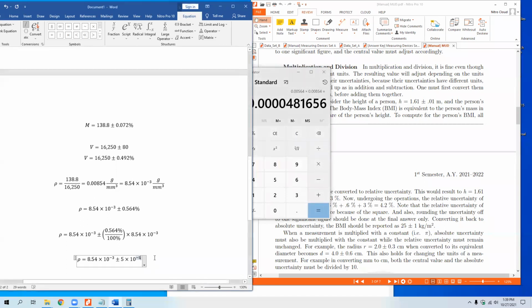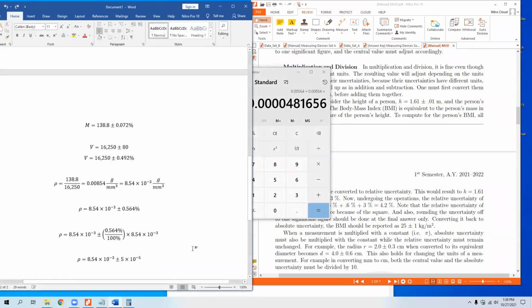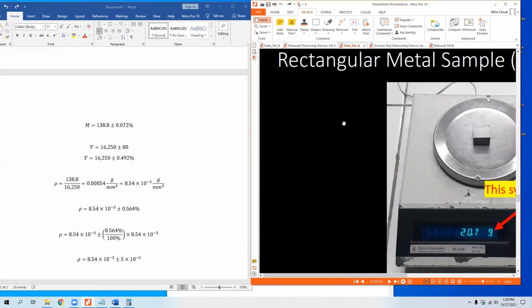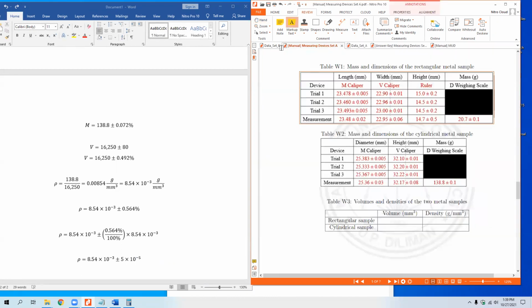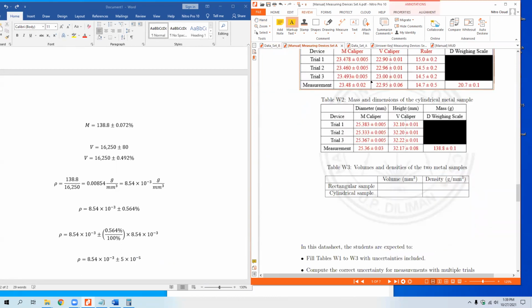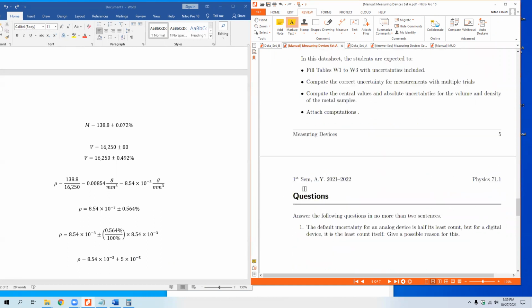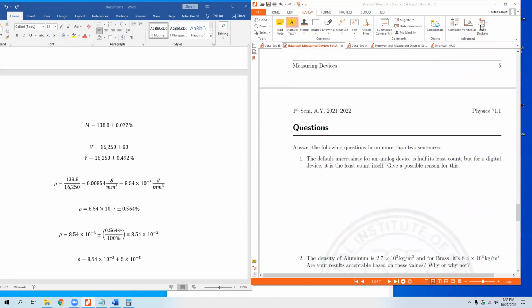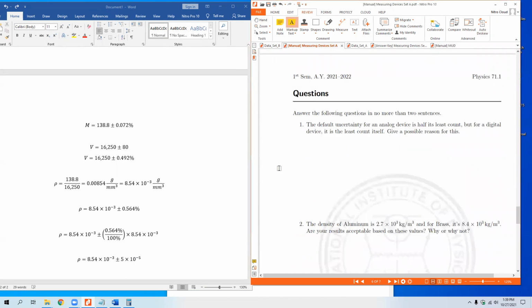Yeah, 5 it should be. So now that we have our density calculation, let's go back to the manual. We put in the answer. So this is our answer for our cylindrical sample, volume, and density. So lastly, let's tackle our questions. The default uncertainty for an analog device is half the least count, but for a digital device, it's the least count itself. Give a possible reason for this.